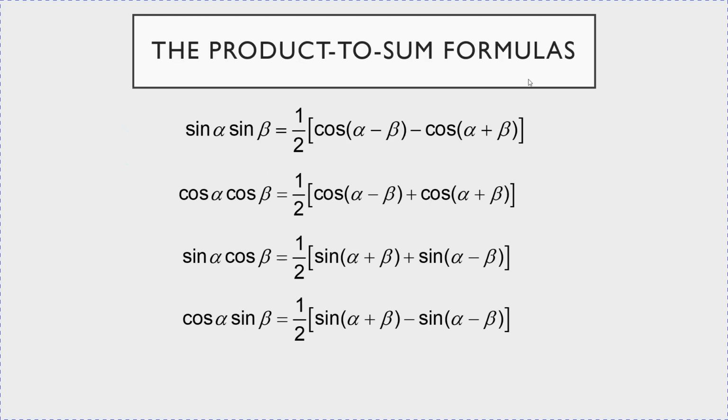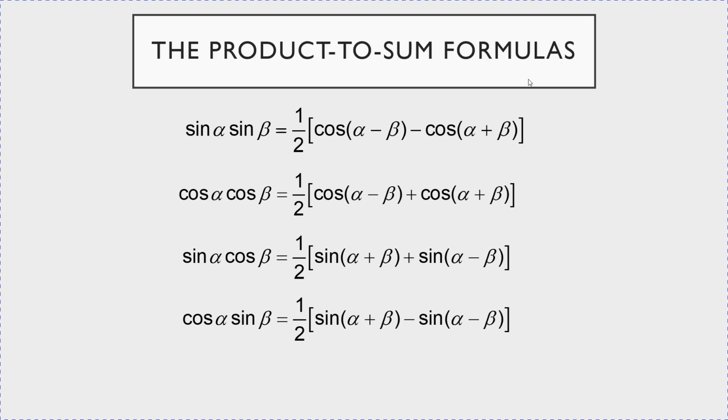All right, so here are the product to sum formulas. It's when you have sine of alpha times sine of beta, or cosine of alpha times cosine of beta, or sine of alpha times cosine of beta, or cosine of alpha times sine of beta. The formulas are as follows, and I'm not going to read through all of them. I'll read through the first one.